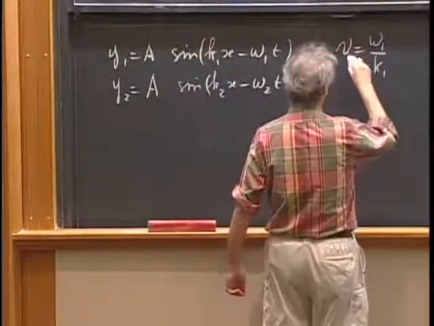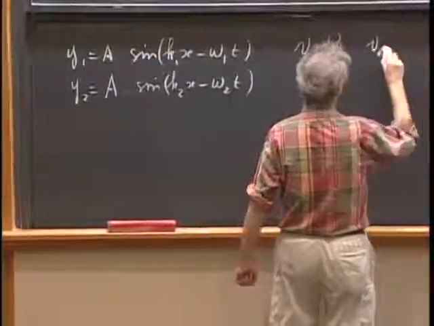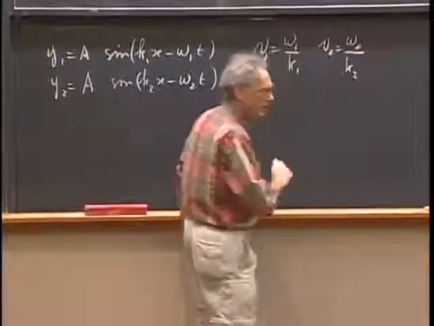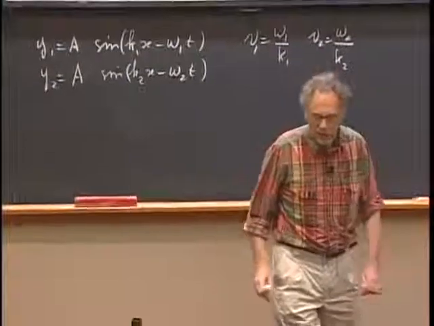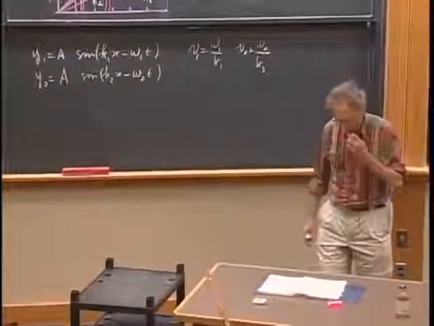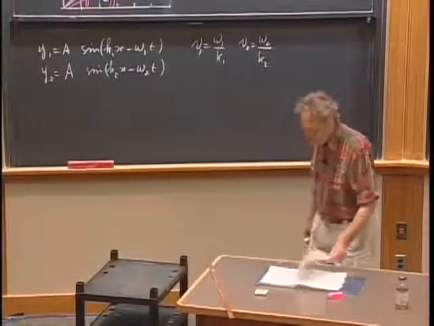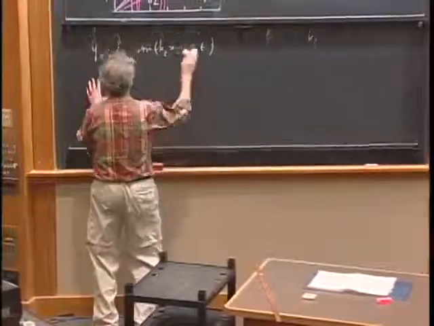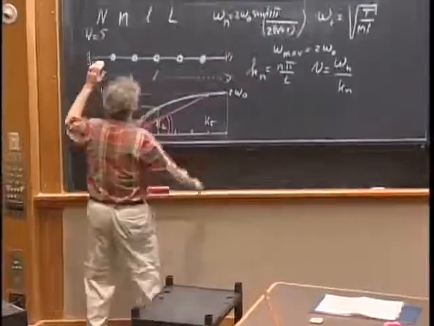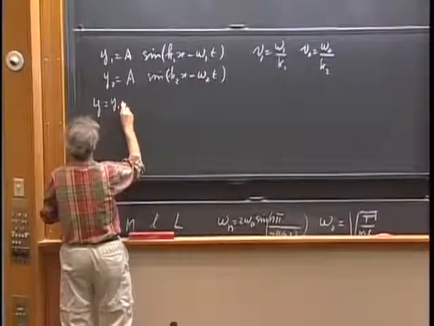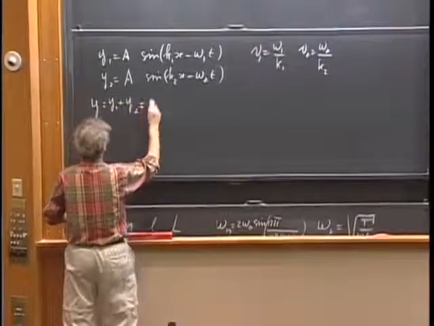And this is v1, and v2 is omega 2 divided by k2. And the two are not the same. If they are the same, then it is a non-dispersive medium, but they are not the same. And so now I want to add them. So I want to know what y is, which is the sum of the two. So y is y1 plus y2.